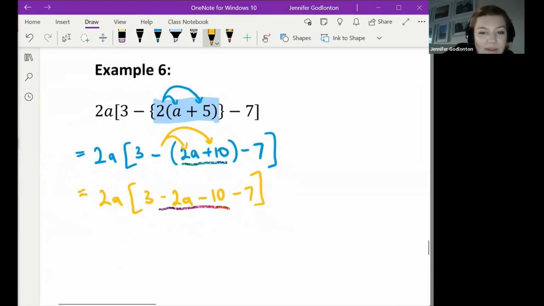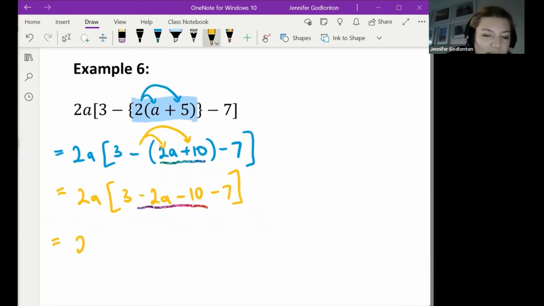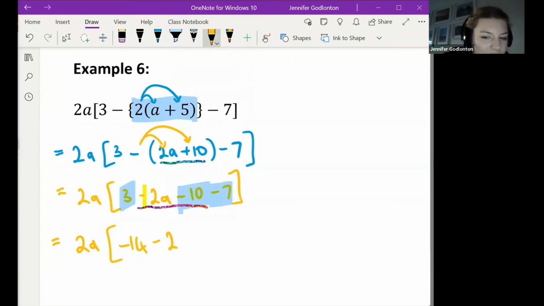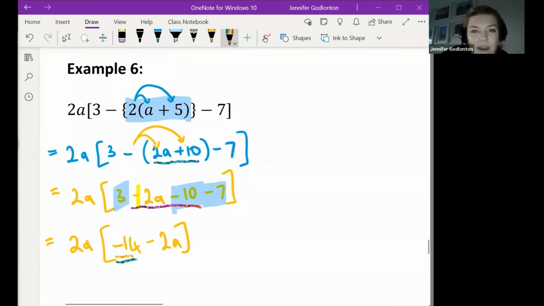I'm now going to simplify inside that bracket a little bit. So I'm going to have 2a bracket, and I've got this 3 minus 7, which is going to give us negative 4. And then we've got, oh, sorry, guys, I'm leaving off a whole number, and negative 10. Okay, so 3 minus 10 is negative 7 minus 7 is negative 14. And then we've got our minus 2a. So give yourself a mark for getting that negative 14 if you got there.